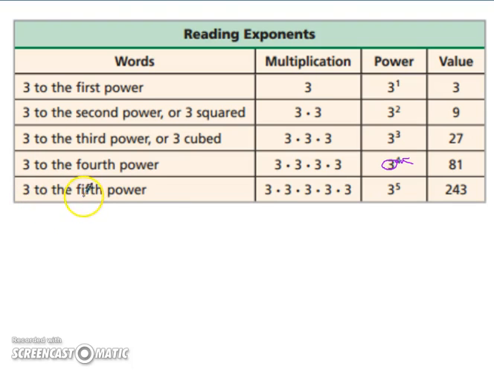And we have 3 to the fifth power, so we're going to have 3 5 times. So 3 times 3 times 3 times 3 times 3, 3 to the power of 5, which has a value of 243.